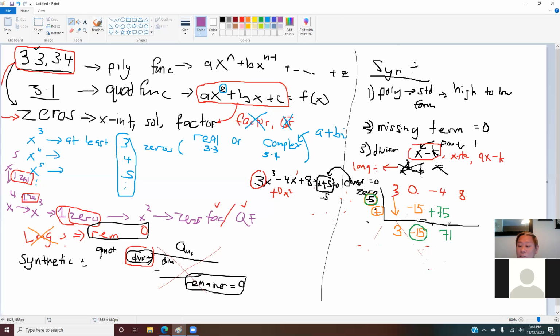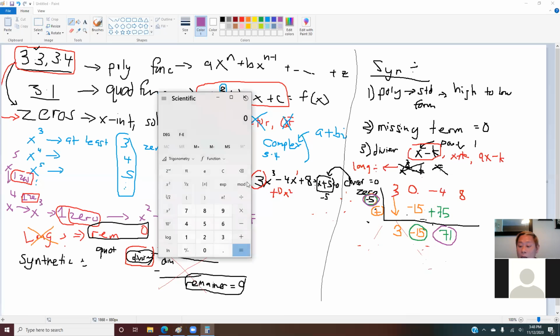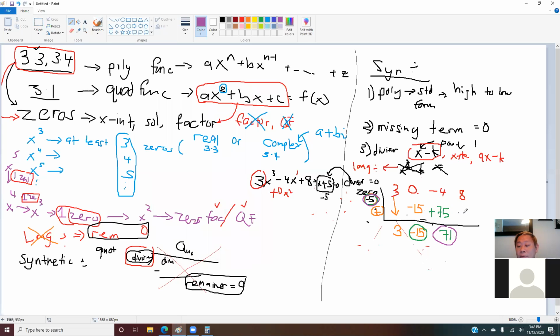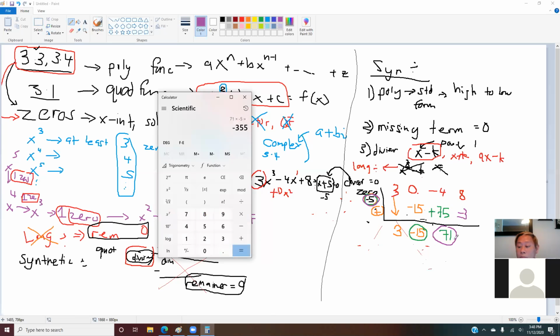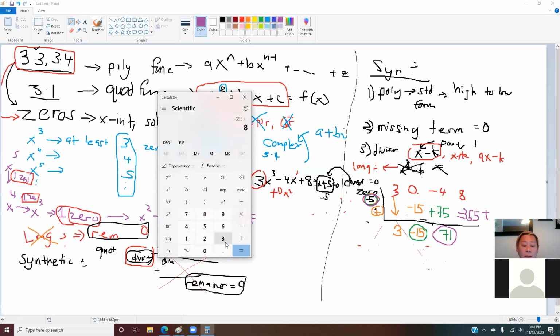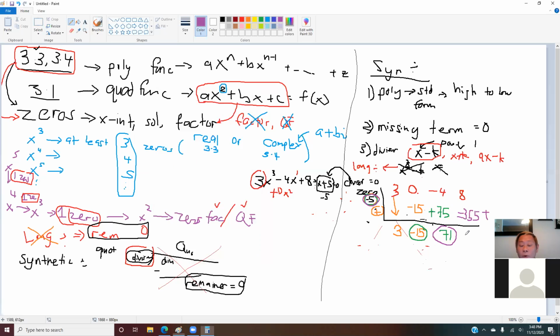And the last thing you do is take this 71, multiply with -5. Yep, you need a calculator. This is going to get big. Let me check this one. 15 times 5, yep, 75. Now I need to take 71, multiply by -5. That will give me -355. And then you have to add these two up. So -355 plus 8 is -347.